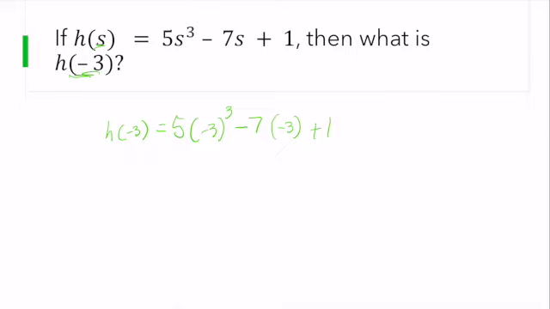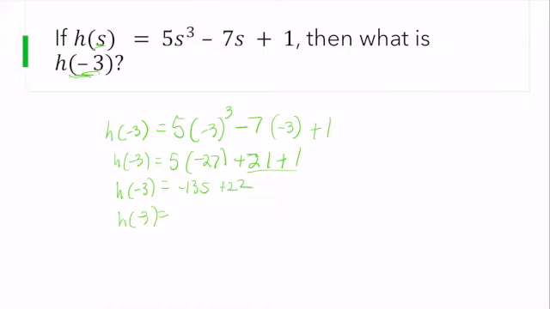H of negative 3 is 5 times negative 3 cubed, which is actually negative 27, minus 7 times negative 3, that's positive 21, plus 1. So I have h of negative 3 is 5 times negative 27, which is negative 135, plus 22. I have that h of negative 3 is negative 113.